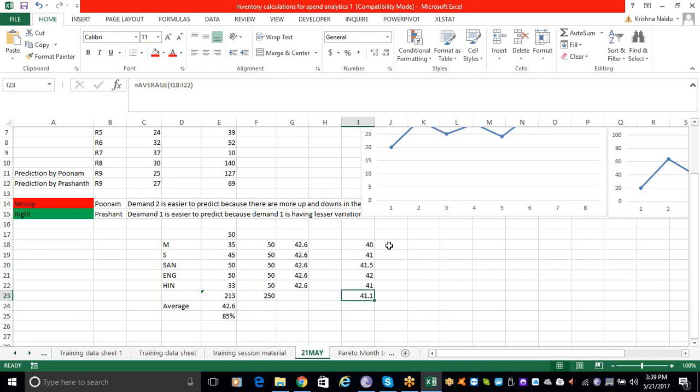And if you see, 40 is close to 41.1. 41 is close to 41.1. 41.5 is close to 41.1. 42 is close to 41.1. 41 is close to 41.1, right? But the first student who has scored 42.6, if you look at his scores, they are very far from the average. In mathematics he scored 35, but the average score is 42.6.